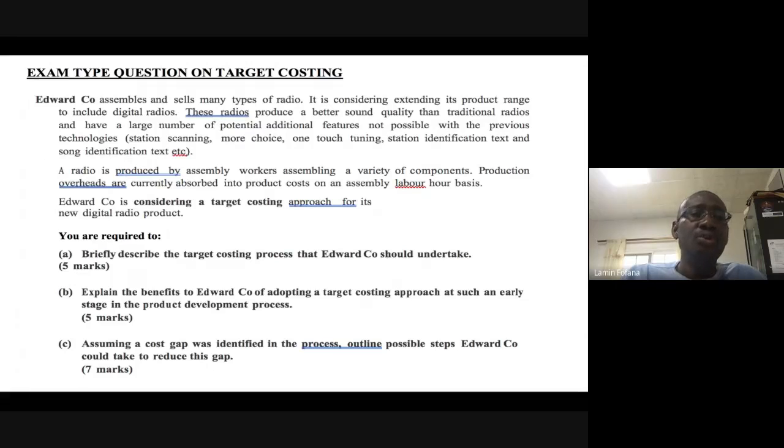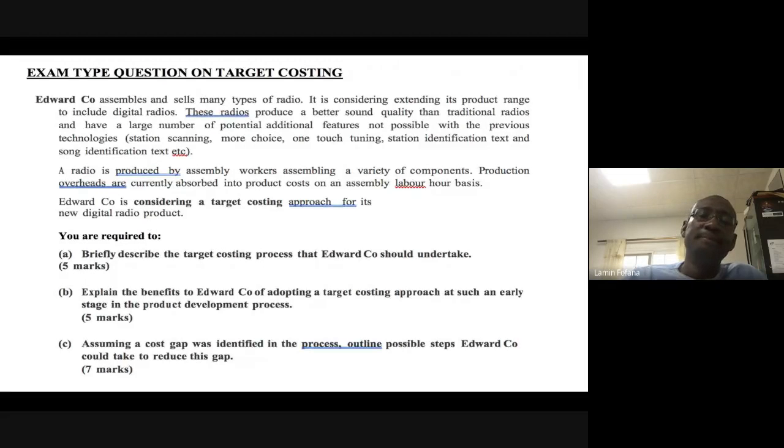question. So the C part is: assuming a cost gap was identified in the process, outline possible steps Edwards Company Limited could take to reduce this gap. So before you outline the steps, first you have to say what a cost gap is. A cost gap will be the difference between our current unit cost using our ABC method or our absorption costing method, by comparing that current costing method with our target cost. So the difference will be the gap.